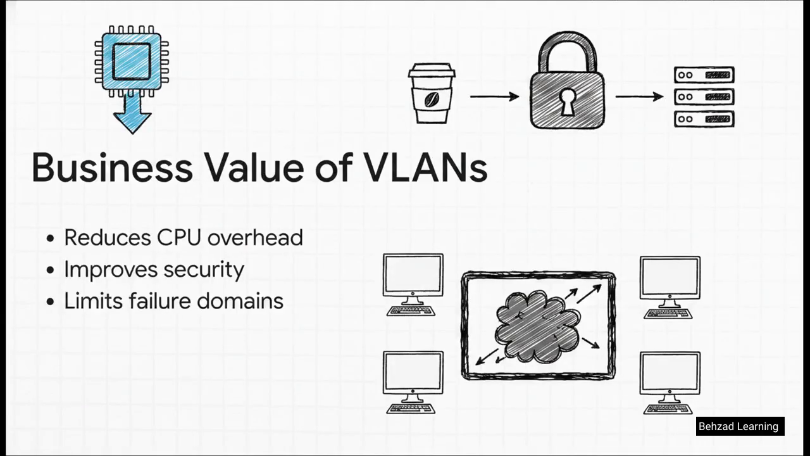A senior architect demands VLANs in an enterprise network because they drive actual business value. By isolating traffic, we immediately reduce CPU overhead across the board. We can also apply strict security policies, like keeping the guest Wi-Fi traffic completely isolated from the payroll servers, which is absolutely crucial. But most importantly, we limit failure domains. Remember that rogue PC we talked about earlier? If it starts a broadcast storm now, it only affects its specific VLAN. The rest of the company? They just keep working completely unharmed.